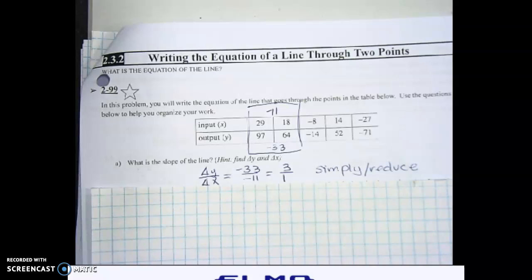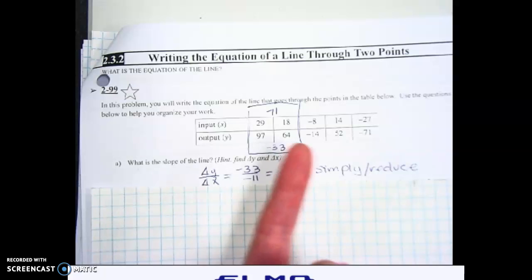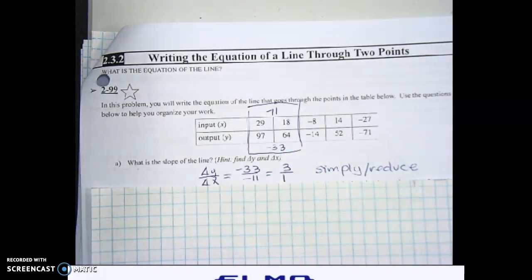So I picked 2 points. I happened to just pick the first 2. Could I have picked the second one and the 5th one? Sure. Could I have picked the 3rd one and the 4th one? Sure. It doesn't matter what 2 points you pick. Okay, so if there's some points that look easier, pick those. Okay? I picked the first 2 points.